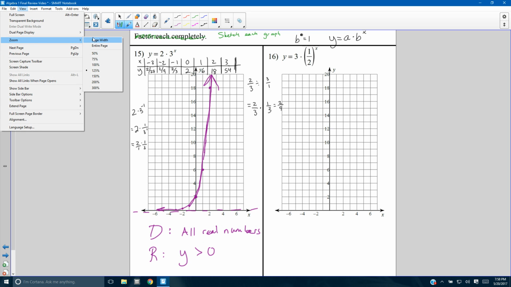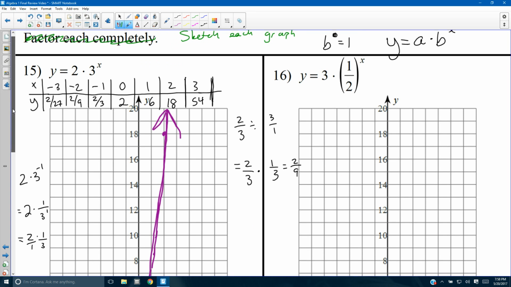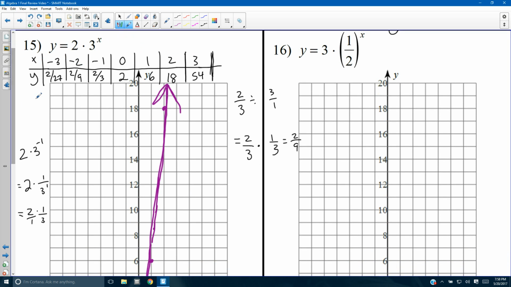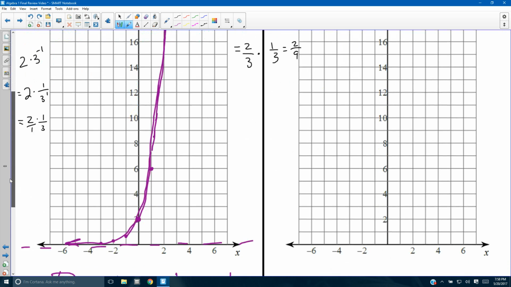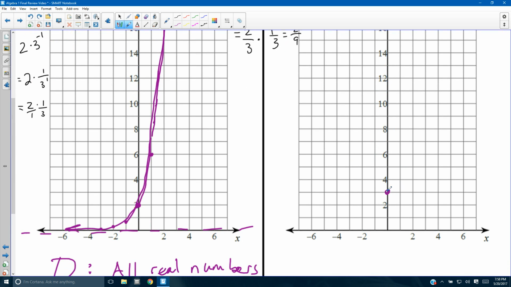I'm going to do this one a lot more quickly as a result. Even more so, I might not even have to use a table. What did we talk about with this first number here, the a value? The a value represents your y-intercept, because the y-intercept is the value of y when x equals 0. 1/2 to the 0 power is 1. 3 times 1 is 3. So when x is 0, y is 3. That is one of our points.